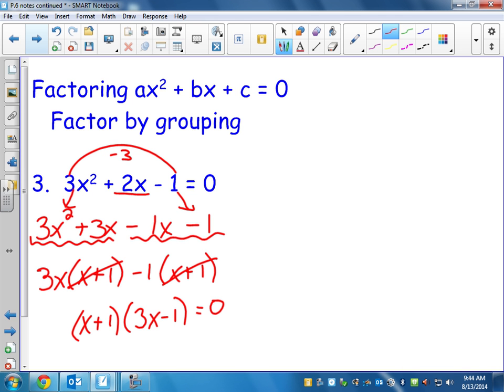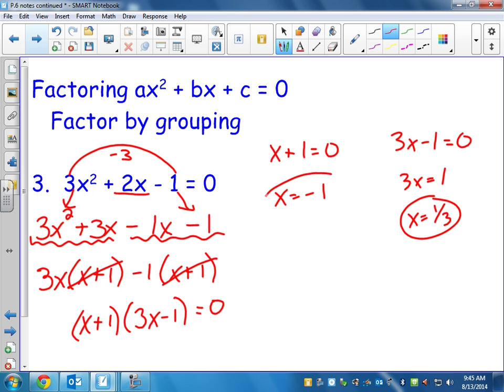So if you're not a big fan of completing the square with fractions, this gets you no fractions until the very end. But quadratic formula works as well. Because now when I set each one of these equal to 0, I get x equals negative 1. And this one, I would add 1, divide by 3, and I get x equals 1/3.